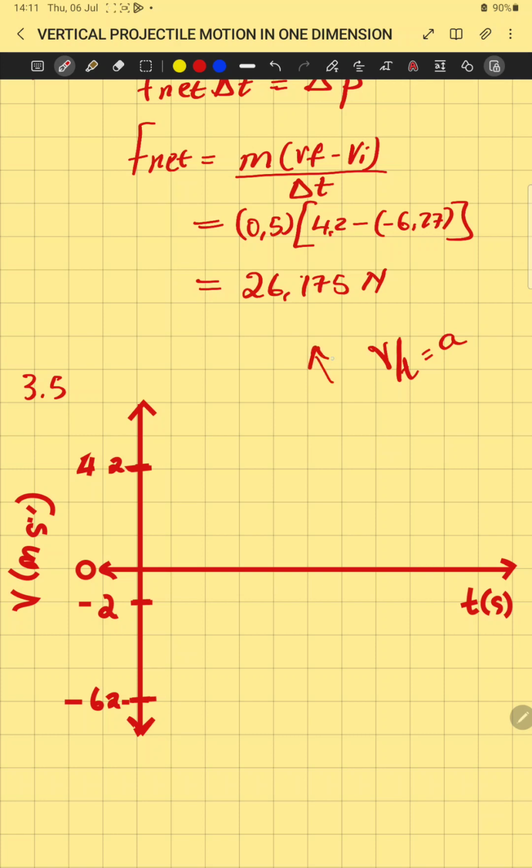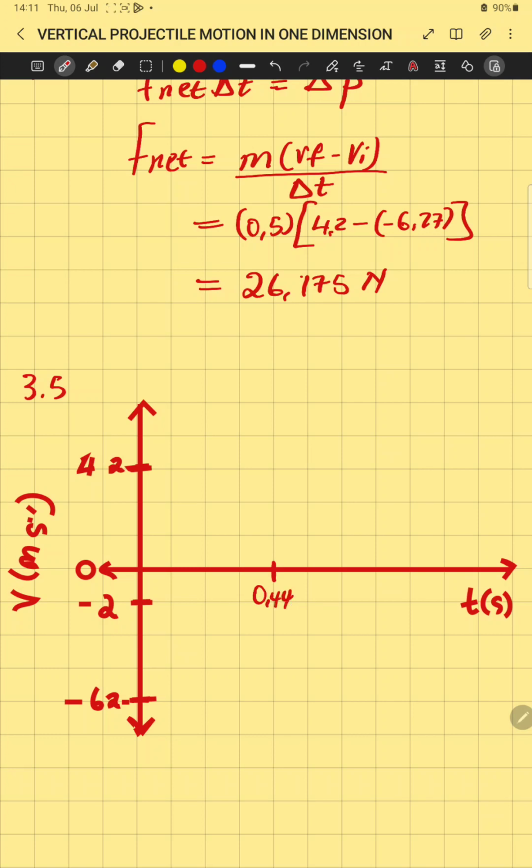Now we have chosen upwards as positive. That means acceleration is going to be negative. Therefore the slope is going to be like this, so it's going to decrease. That means we're going to start. Remember the initial velocity is 2, so you cannot start from 0 guys, no, because the ball is projected. So we're going to start from -2, but we need to indicate the time, which is 0.44 seconds to the ground.